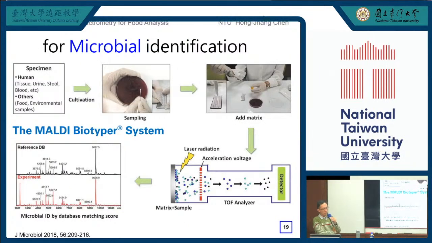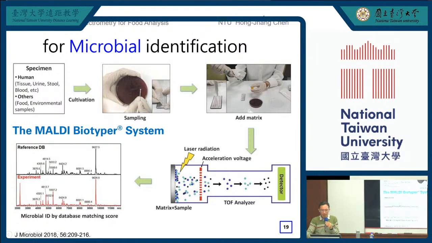And also, MS could do the food safety issue on the microbiome identification. So if there is a food safety issue, such as food poison, we need to identify what kind of material exists. We can use the MS. And in that case, we can use the biotyper. It's very easy. You just take your sample and spot the sample into the matrix. So we know that they use the matrix-assisted laser desorption and ionization. So they use the TOF to detect the ion.